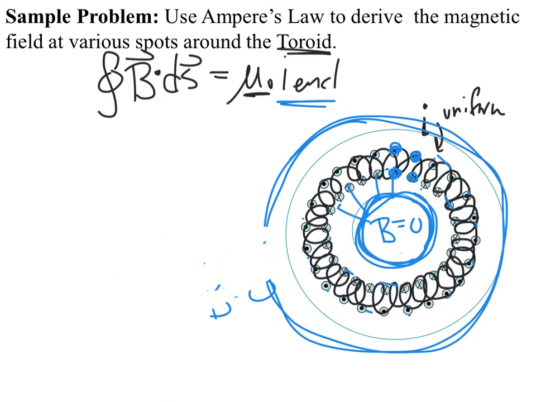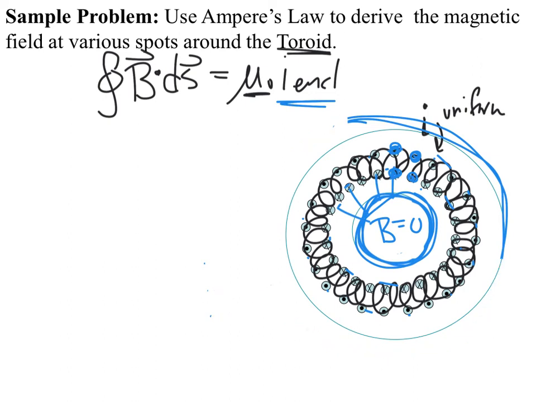Now we'll look at the interesting one. And that's when we look at the magnetic field inside our toroid. So we're going to enclose some of the currents, but not all of the current. And that's our next step here. So let's think about, again, using our equation for Ampere's law.